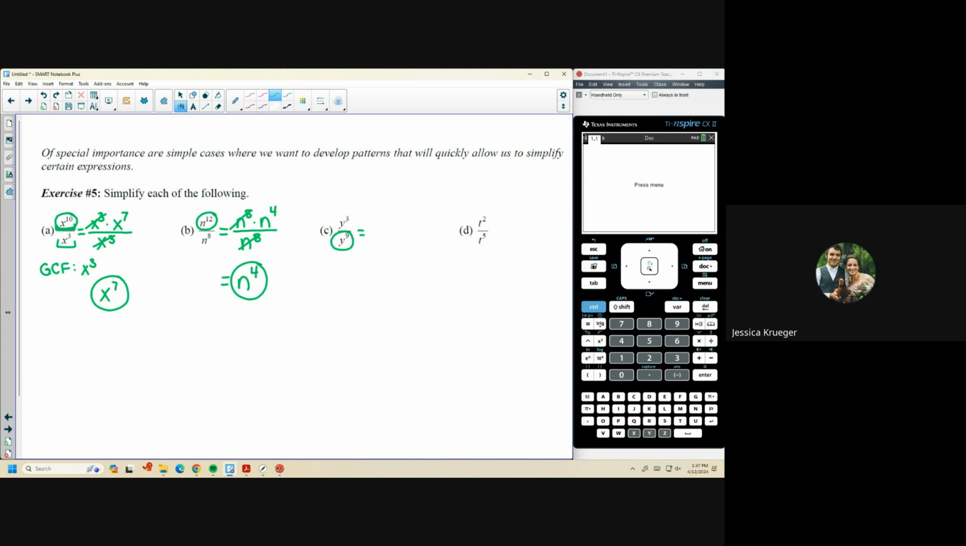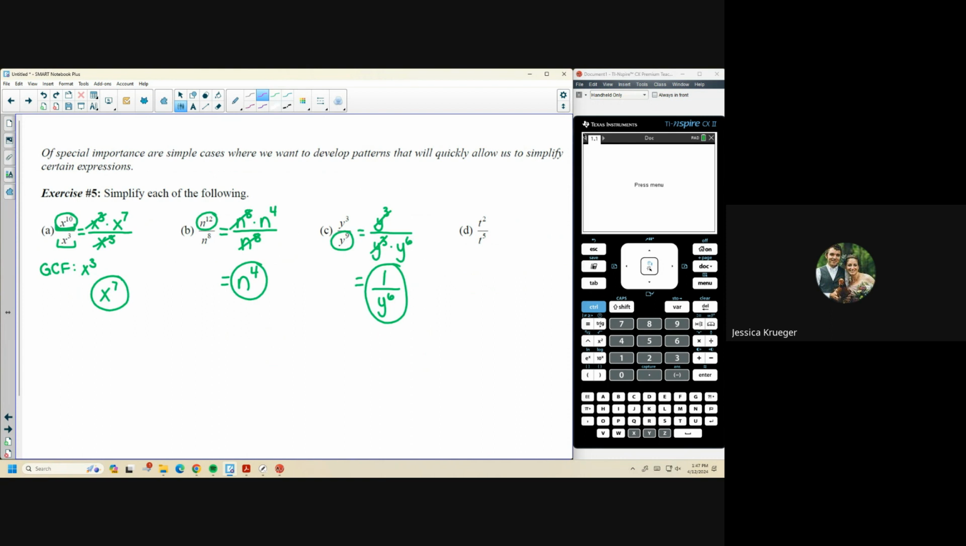Now, what happens when my larger number of variables is in the bottom? I'm still going to have y's cancel. The 3 y's in the top will cancel with 3 of the y's in the bottom, but where will I have y's left over? There's going to be y's left over in the bottom. And whenever you've got values in the denominator, the way you show that is by putting 1 over y to the 6th.